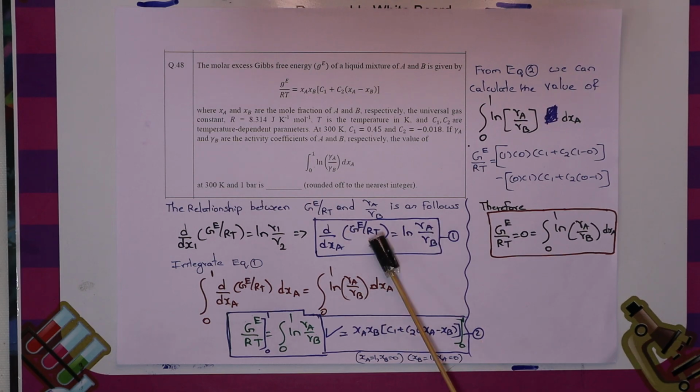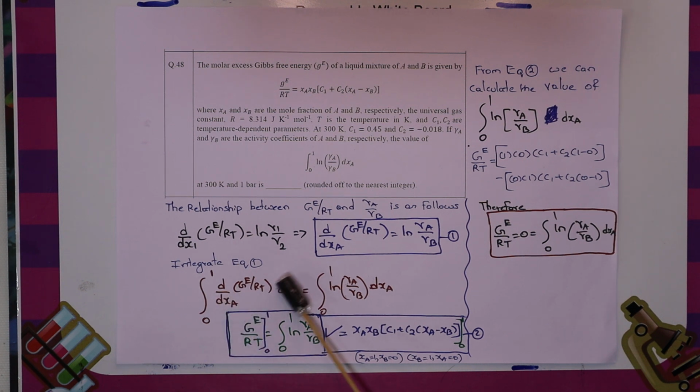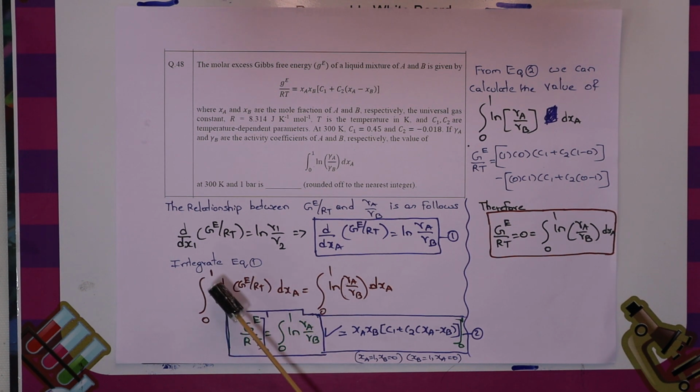Let us integrate this expression. The integral of d/dXA of GE/RT into dXA is nothing but the integral from 0 to 1 of ln(γA/γB) dXA. You can see a derivative and an integral; these both cancel out. Finally, the integral from 0 to 1 of this expression is nothing but GE/RT from 0 to 1, which is the integral from 0 to 1 of ln(γA/γB) dXA.